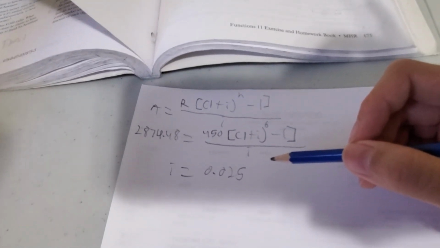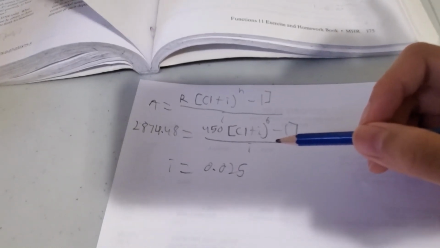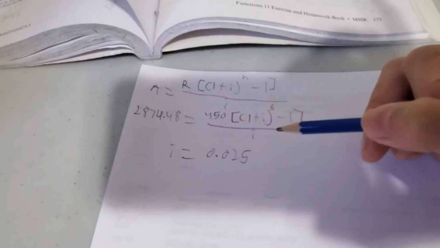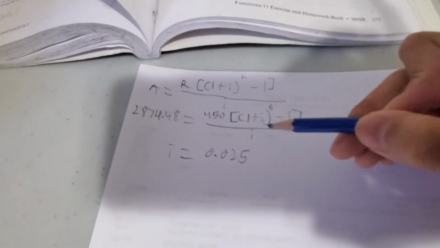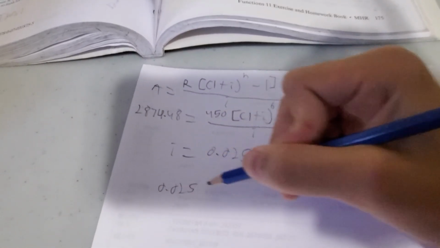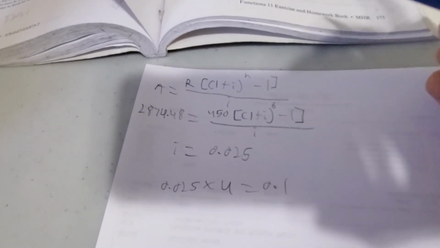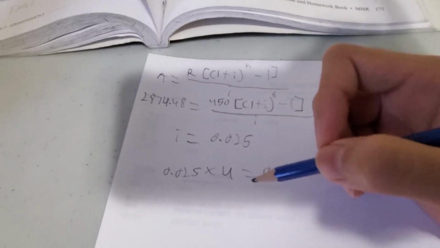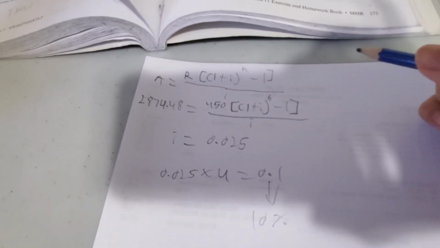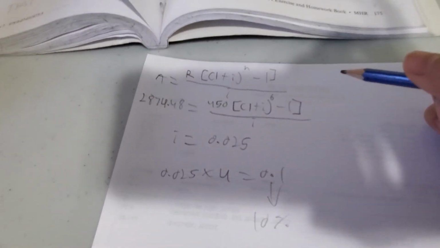But that's not what they want. They want to determine the annual rate of interest. Annual means every year, compounded quarterly. So this is the quarterly rate of interest. We need to multiply this by 4 to get the annual rate of interest. So 0.025 multiplied by 4, and you'll get 0.1. And you'll see that 0.1 is the same thing as 10%. Therefore, the annual rate of interest compounded quarterly of Simon's account is 10%.